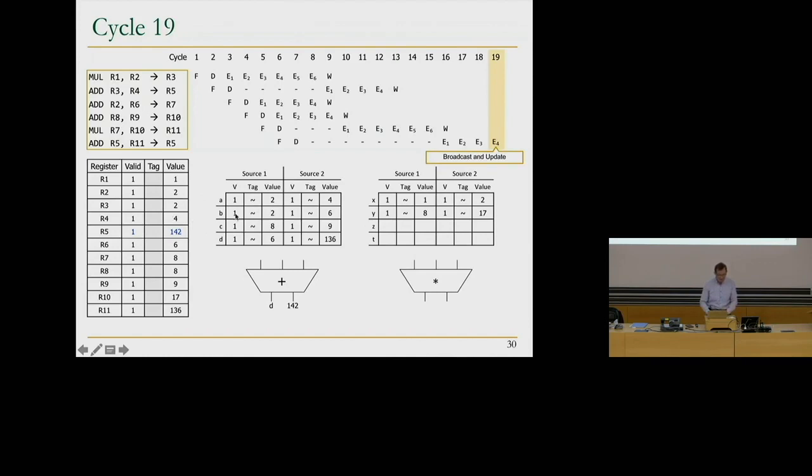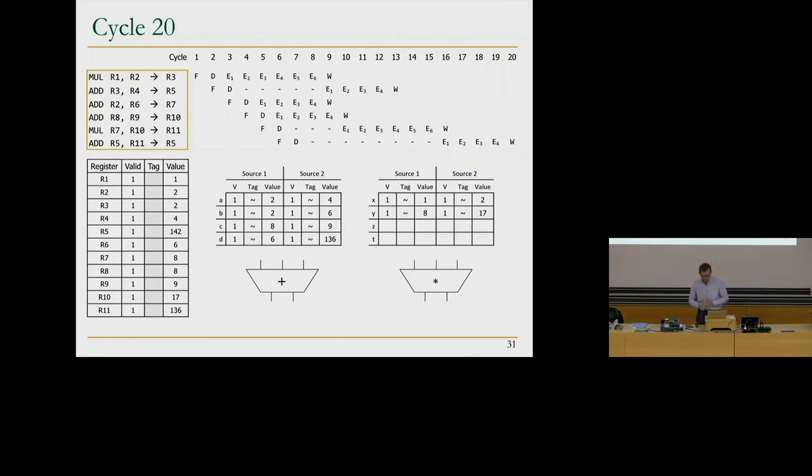Basically, it broadcasts the value, broadcast tag D. And there's only one thing that's waiting for tag D, which is register 5 over here in the register file. Because we didn't decode any more instructions, there's nothing else that's waiting for that value. So it updates the register file with the value, and we're done with this program in cycle 20.